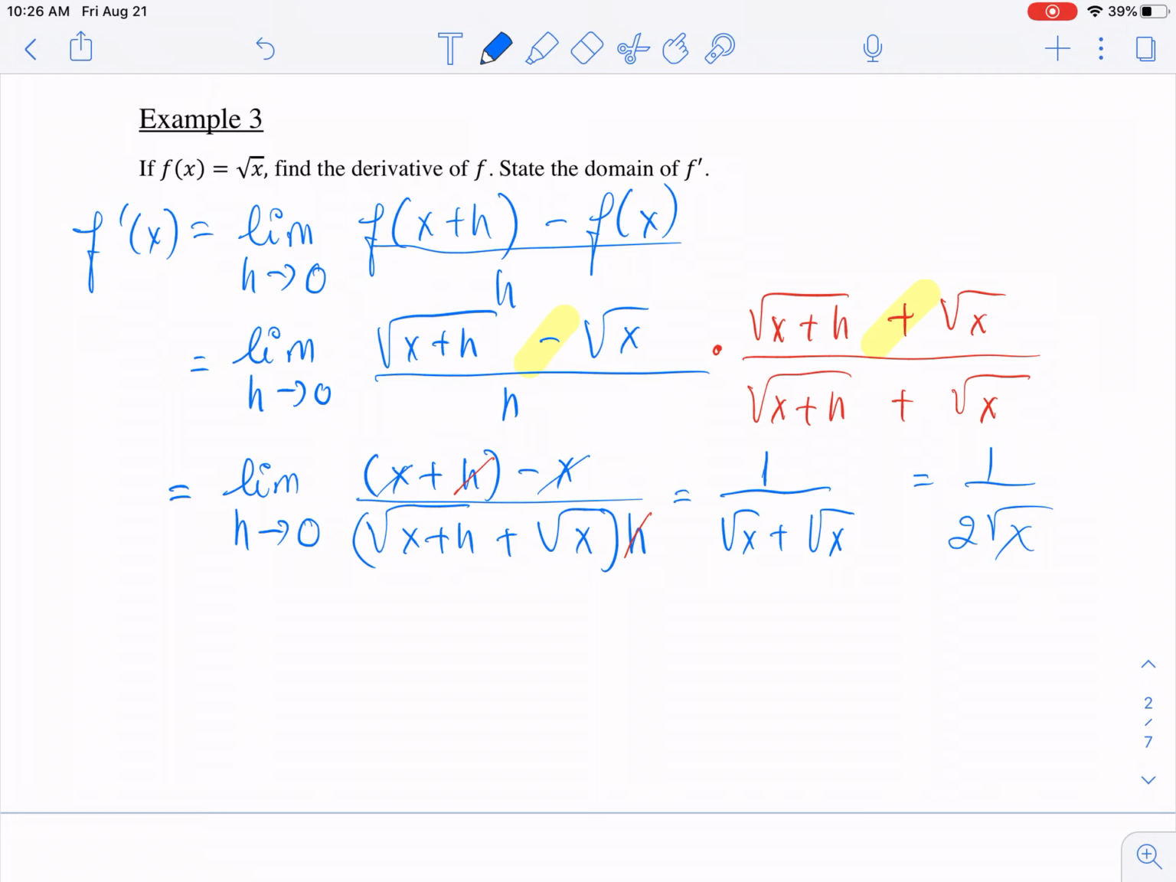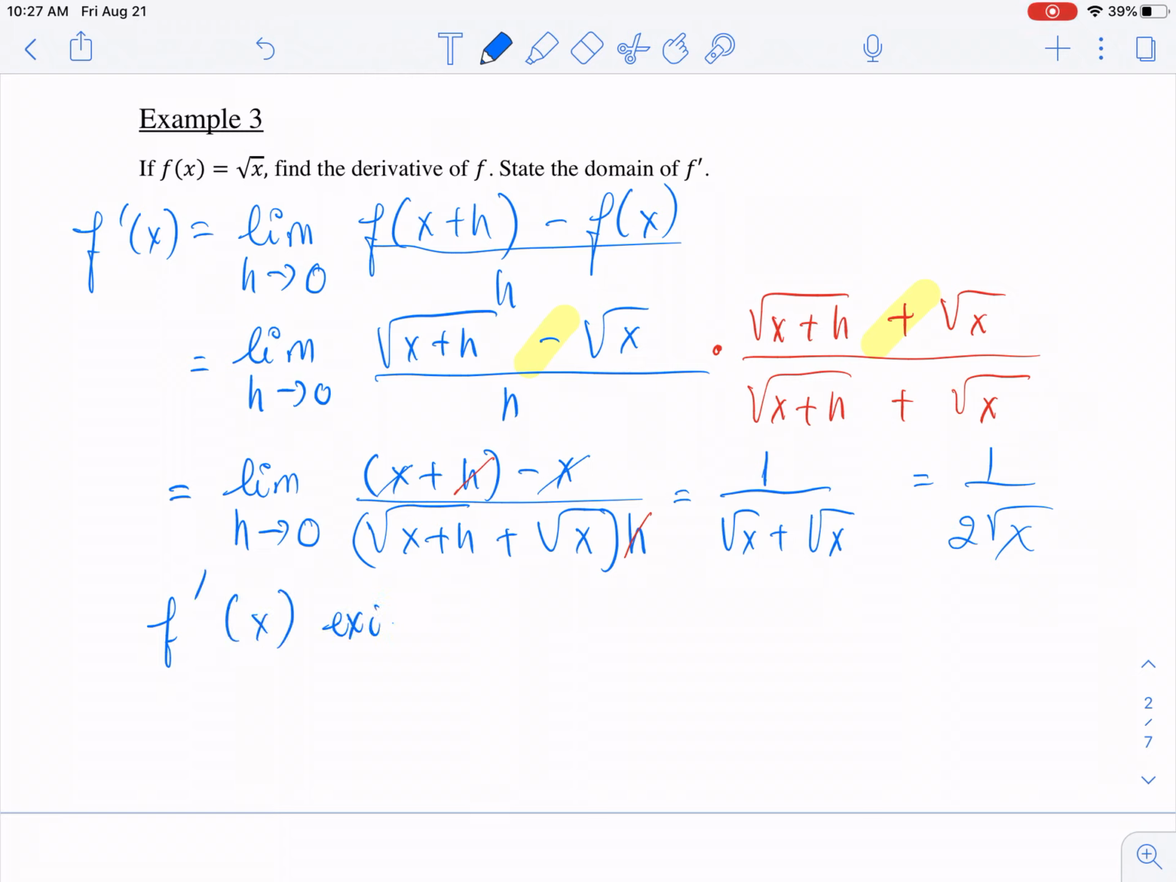Now, they ask you to find the domain. So this is a square root function, so the domain has to be positive numbers. So f prime exists if x is positive. Therefore, the domain is from 0 to infinity, positive numbers.